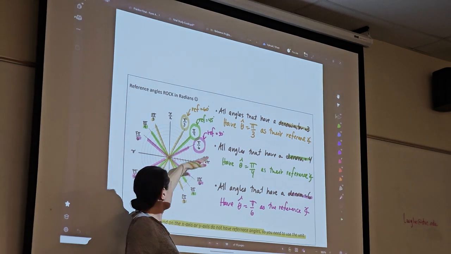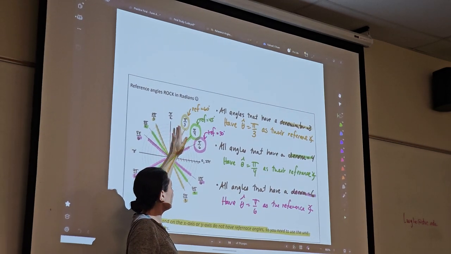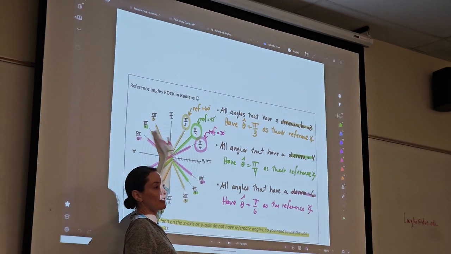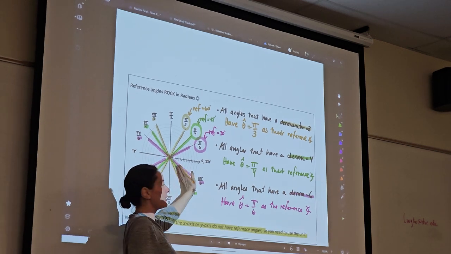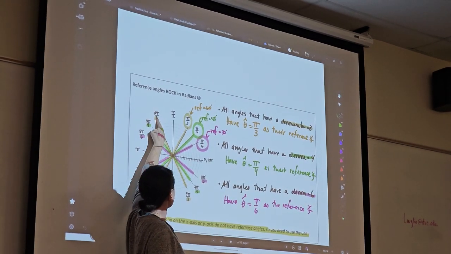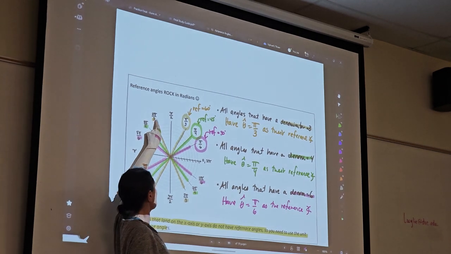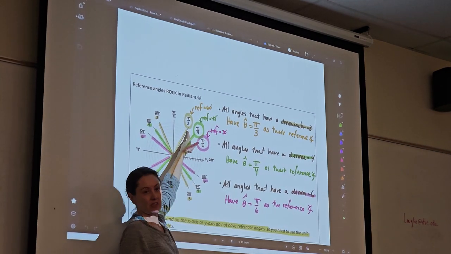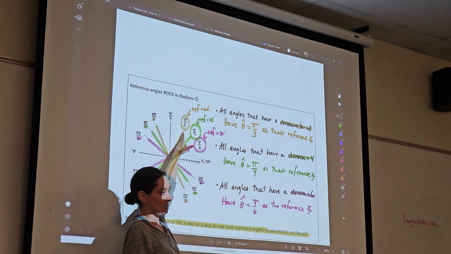That's type 1. But things that, here I am terminating in quadrant 1, terminating in quadrant 2, terminating in quadrant 3, terminating in quadrant 4. Every orange thing, every angle that has a denominator of 3 has a reference angle of pi over 3. It's not magic.